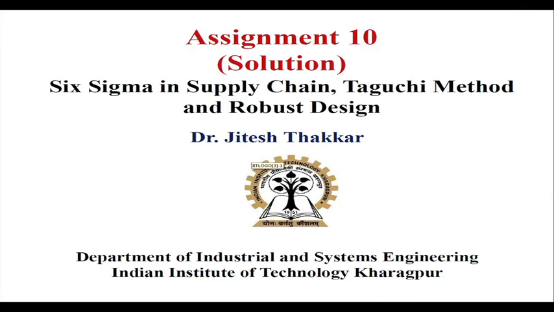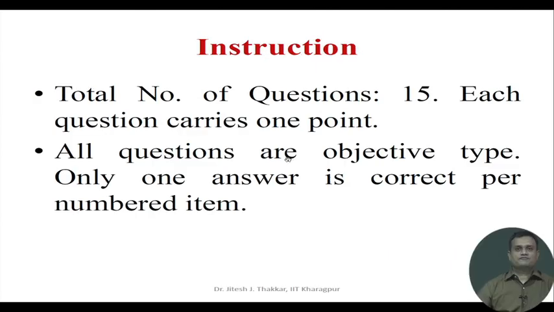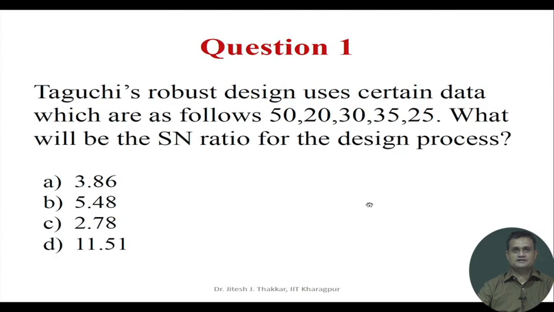I welcome you to the solution of assignment 10, and assignment 10 is specific to Six Sigma in supply chain, Taguchi method and robust design. So there are 15 questions, as we have included in all the assignments.